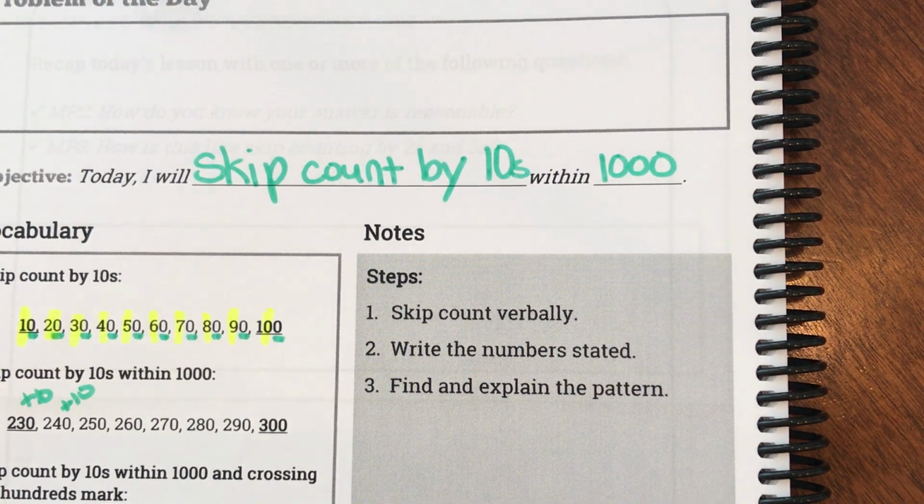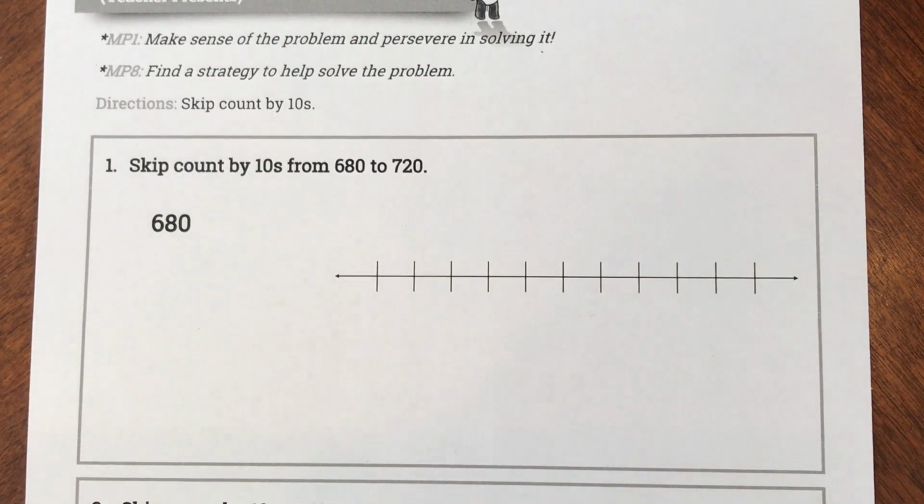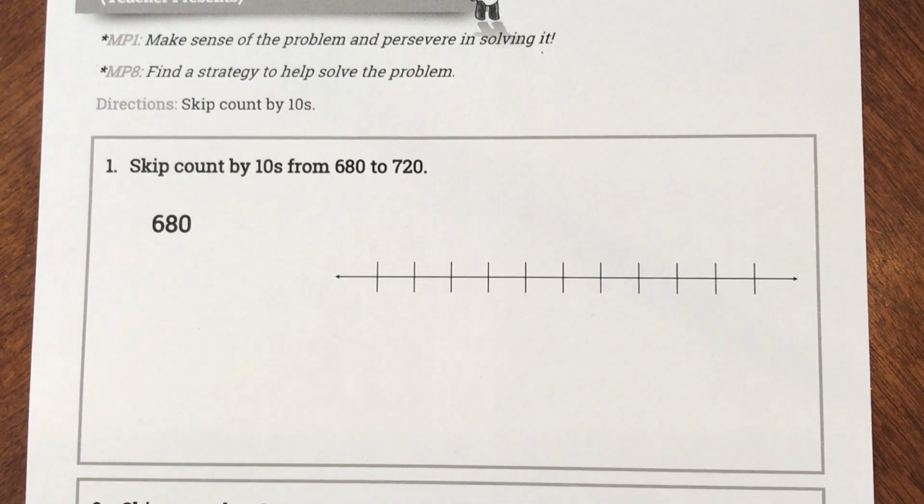Okay, so boys and girls, I'm going to get started. If you want to set down your pencil, you're just going to watch me for a moment, because I'm going to have my red pen, which means you don't have the problem. Here's my first problem. It says I'm going to skip count by tens from 680 to 720.